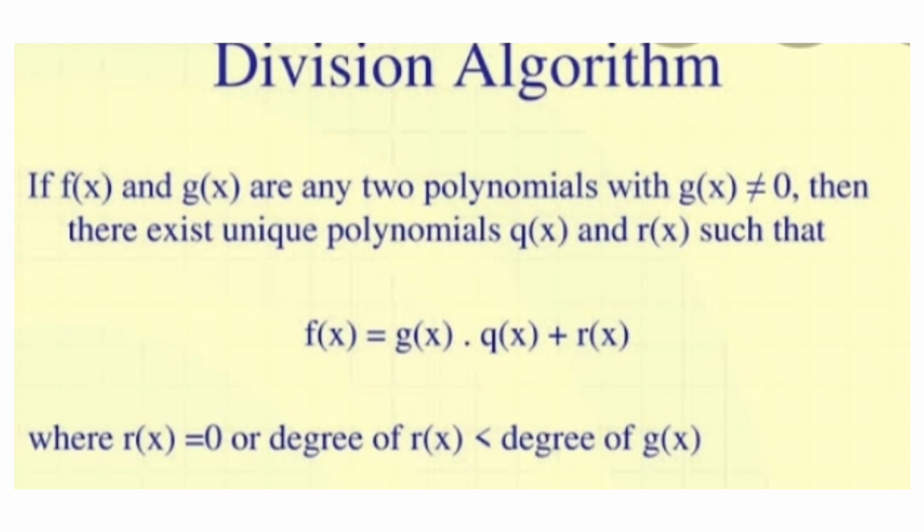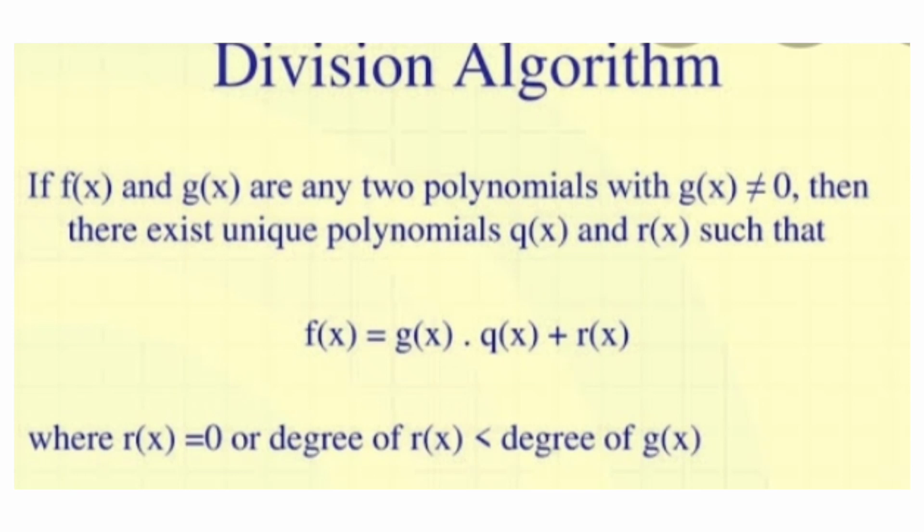Now we can see what the division algorithm is. If f(x) and g(x) are any two polynomials with g(x) not equal to 0, then there are unique polynomials q(x) and r(x) such that f(x) equals g(x) into q(x) plus r(x), where r(x) equals 0 or the degree of r(x) is less than the degree of g(x). We can come to the statement again.